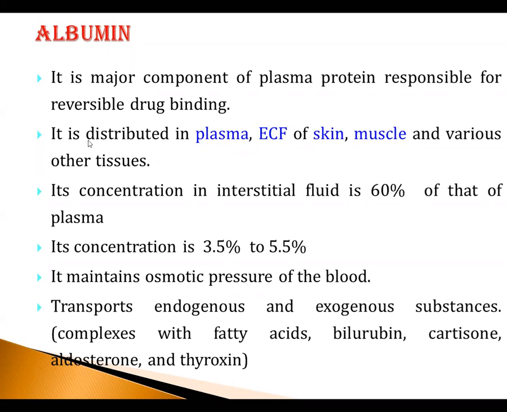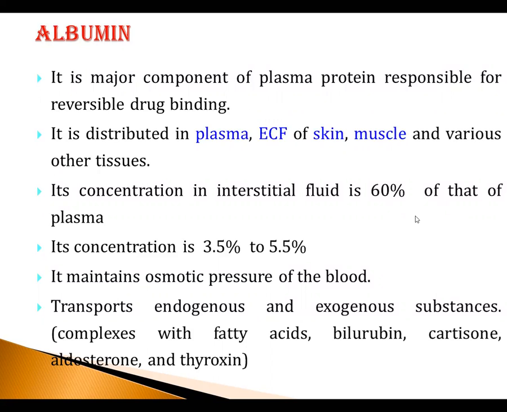Albumin, which is present in a higher percentage compared to the rest of the proteins, has a concentration of approximately 3.5% to 5%. It is present in the plasma, extracellular fluid, that is the interstitial space, skin, and the muscles. So these proteins are not only limited to the blood, they are also present in the extracellular fluid, skin, muscles, and some other tissues. But more of it is present in plasma. That's what we are supposed to remember.